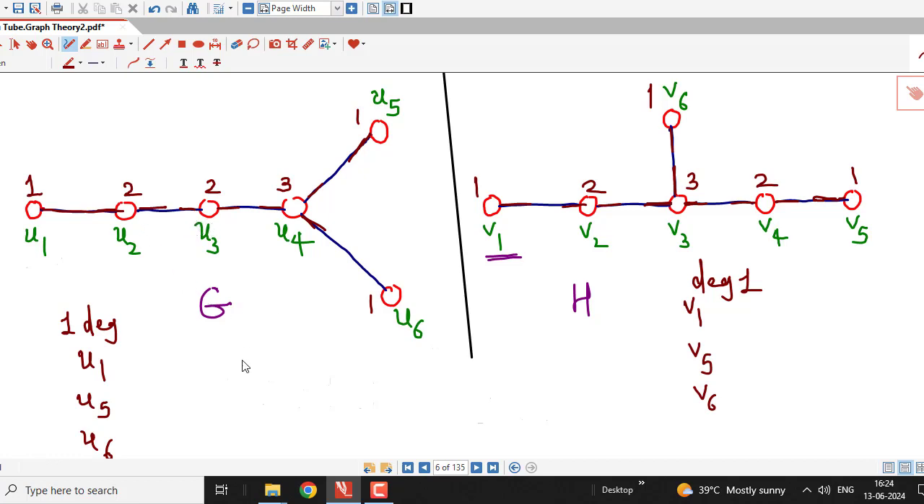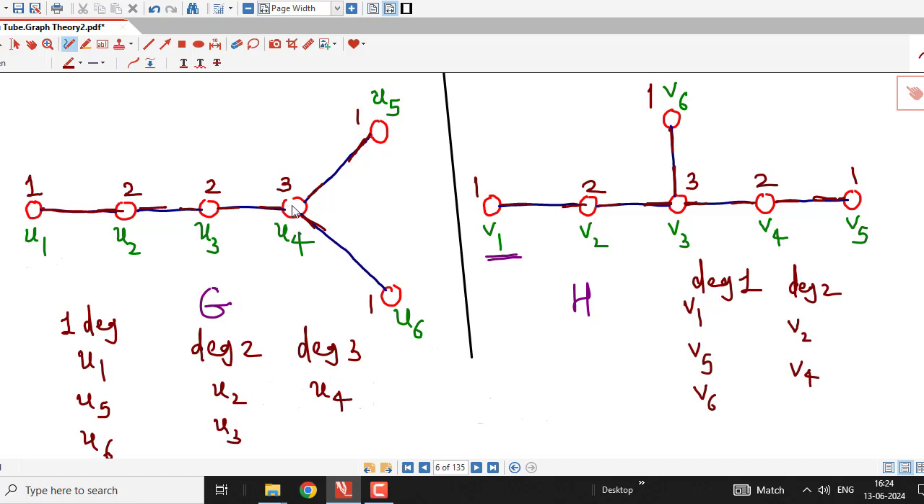And what about vertices of degree 2 in graph G? So they are u2 and u3. And here vertices of degree 2 are v2 and v4. And what about vertices of degree 3? So there is only one vertex of degree 3 here, which is u4, and here also there is only one vertex of degree 3, which is v3.